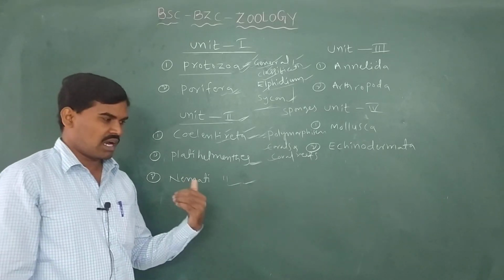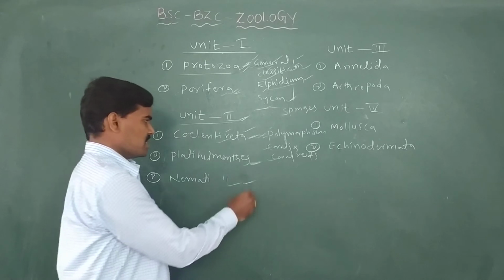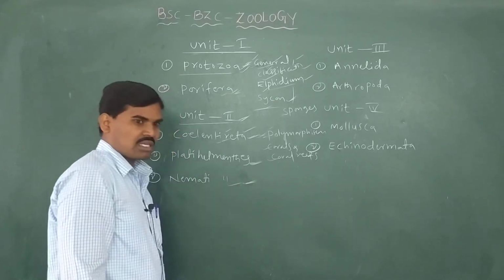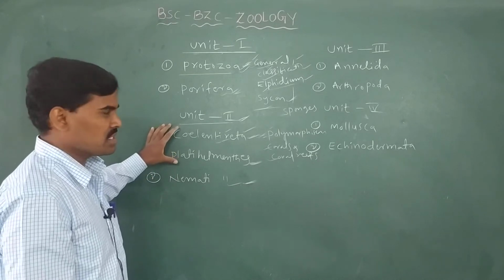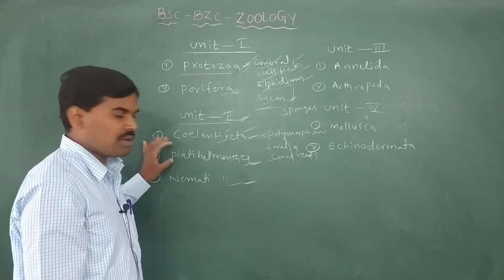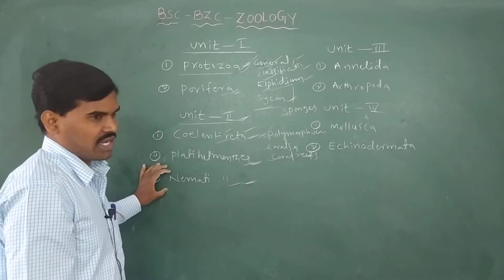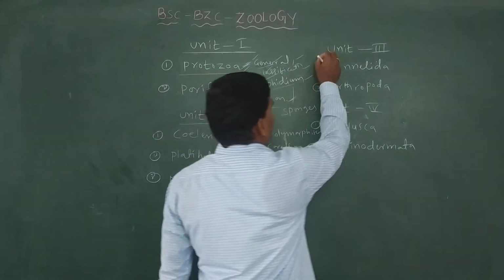The general characters, classification, and the life cycle of Dracunculus medinensis are covered. So Nematohelminths is the second unit, with the Coelenterata phylum, Platyhelminths phylum, and Nematohelminths phylum. It is clear. Now let us see the third unit.